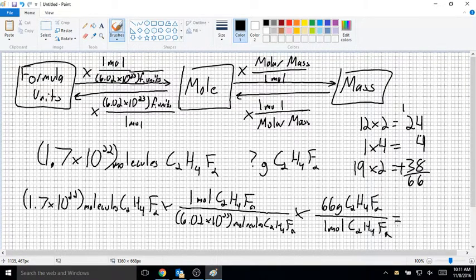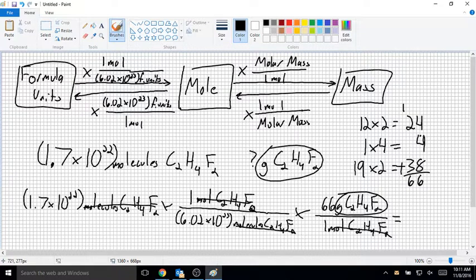All right, unit analysis to make sure I have it set up right. I started with molecules of C2H4F2. It's molecules of C2H4F2 on the bottom there, so I can cancel those. Moles of C2H4F2, there should be a 2 there. Moles of C2H4F2 down there, so those cancel. So I'm left with grams of C2H4F2, which is what I'm looking for.